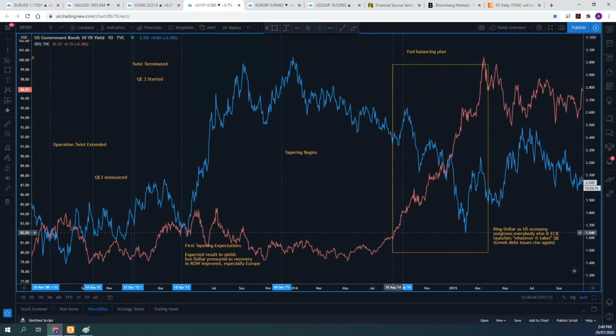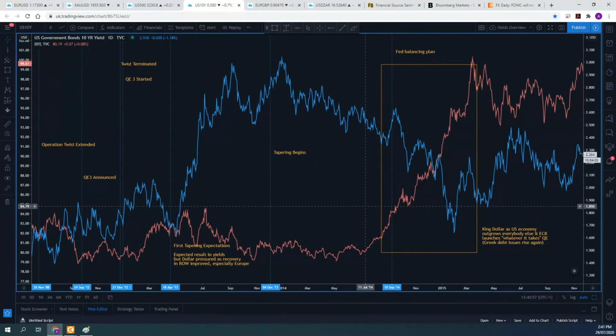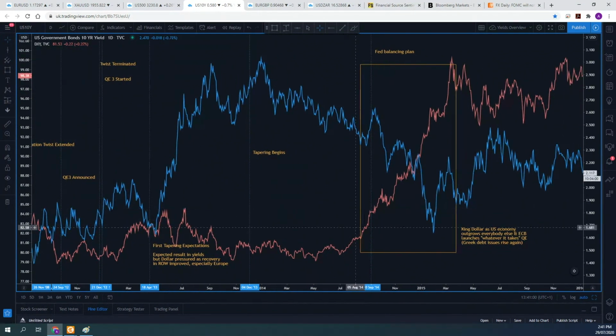So coming to the end of the third quarter of 2014, we started to see the Fed preparing the markets for their balancing plan. Even though tapering had begun, they started to ease in the idea that they would eventually need to start raising interest rates again, and that saw lots of upside for the US dollar.